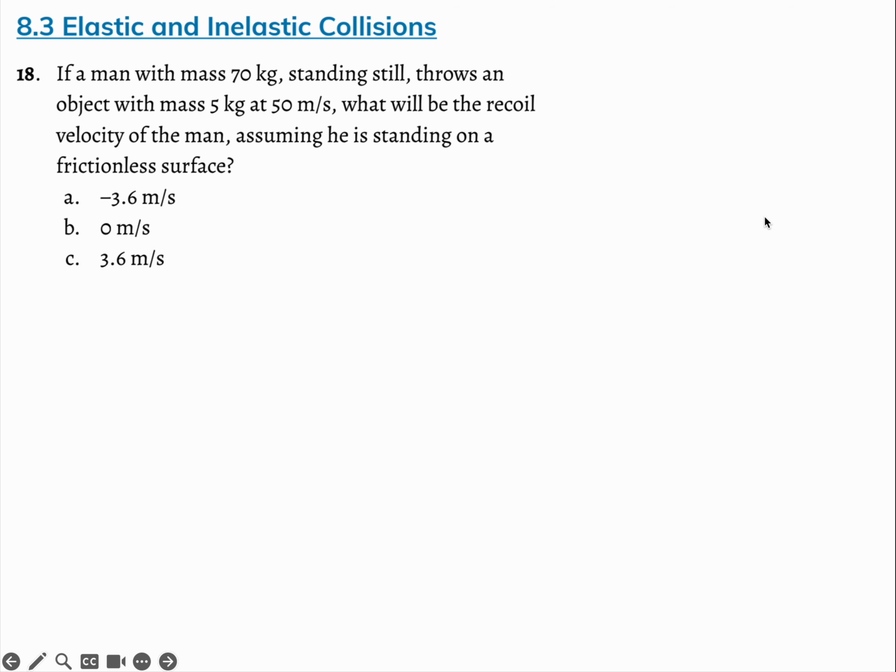So number 18, we have a man with a mass of 70 kilograms standing still throws an object with mass 5 kilograms at 50 meters per second. What will be the recoil velocity of the man, assuming he's standing on a frictionless surface?